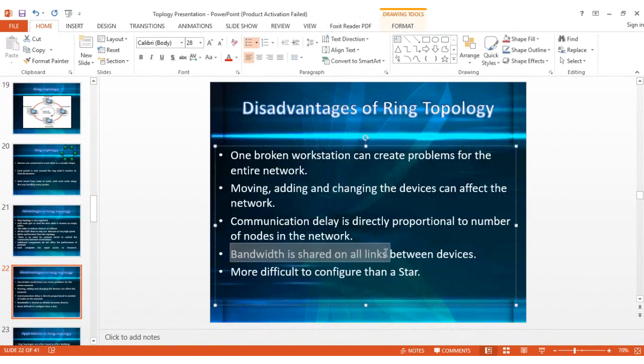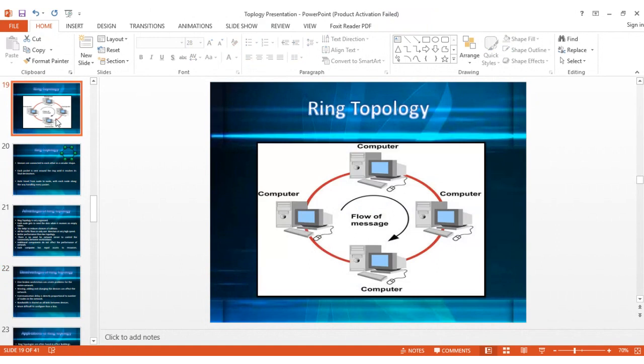And now, the bandwidth is shared. It is more difficult to configure than a star topology. You know, in a star topology, you just connect the devices to the central hub, the central switch, the central server. But for this one now, we must have a link from this computer to the next computer. And for this one, it is difficult to configure.